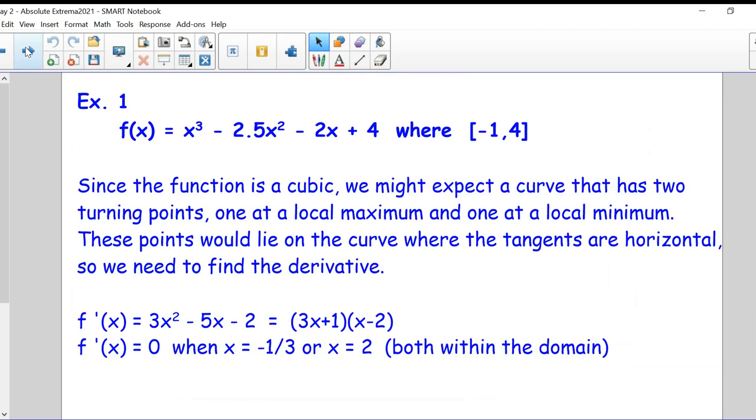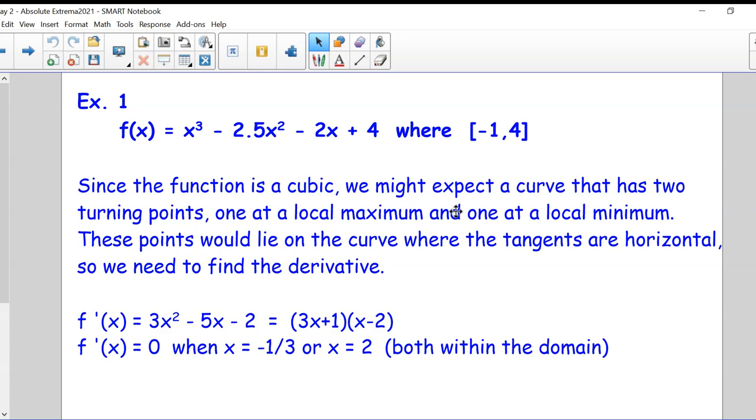Here is the first example. A cubic function, x cubed minus 2.5x squared minus 2x plus 4. And we're looking between -1 and 4. So we've already said that anything outside of -1 to 4, we're not going to consider. And notice that these are square brackets. That's important. We're saying that -1 and 4 are included in our search. That's why we have to test those actual values as well to see if those could be the answer, because it is possible that the boundaries are the answer. Okay, let's just keep going here.